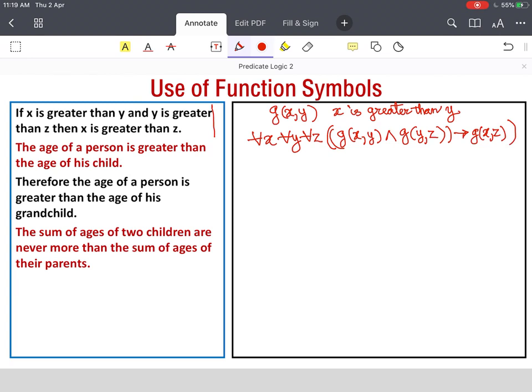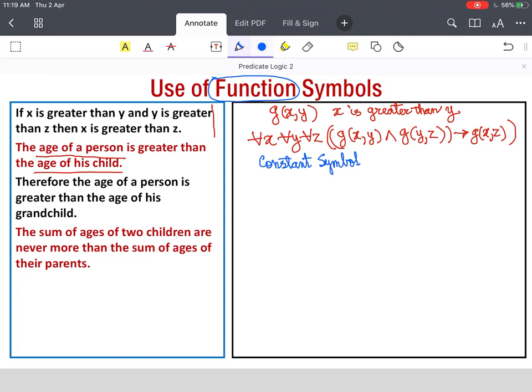And this quantifies over all variables x, y, and z. But if we are to express a sentence like "the age of a person is greater than the age of his child," then we have to express age. For this, we introduce something new: a function symbol. Till earlier, we had introduced constant symbols, like Mary, Lamb, Aisha, etc.